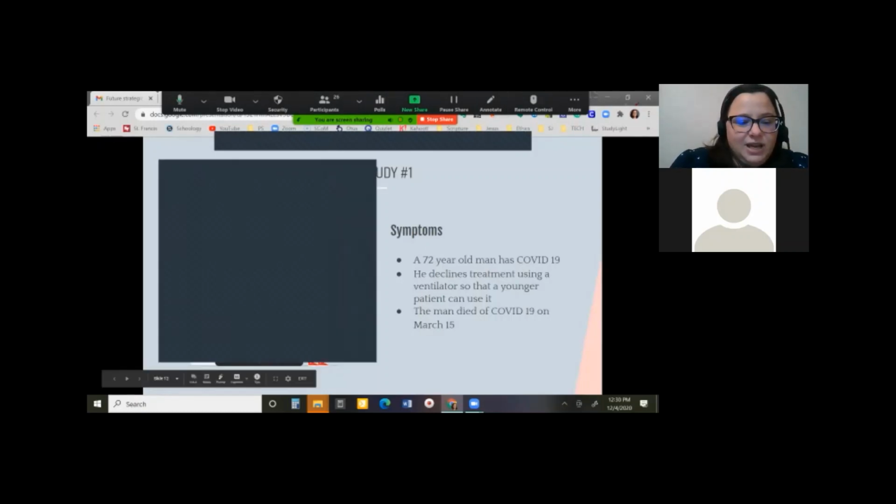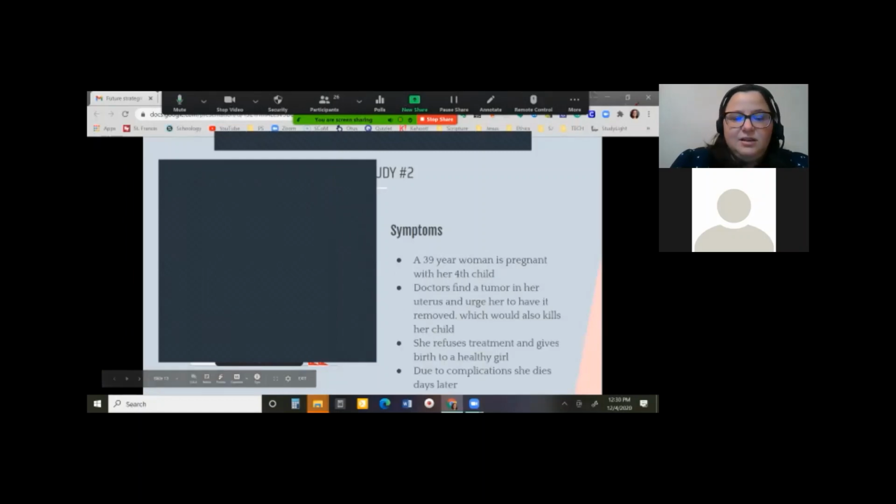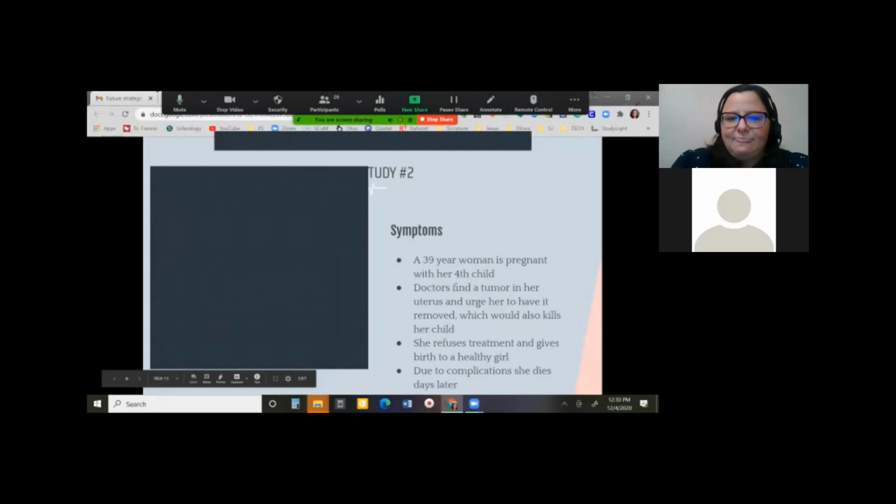So there's one case. The next one is a tough one. A 39-year-old woman is pregnant with her 4th child. Doctors find a tumor in her uterus and urge her to have it removed, which would also obviously kill her child. She refuses the treatment and gives birth to a healthy girl. Due to complications, she dies days later.